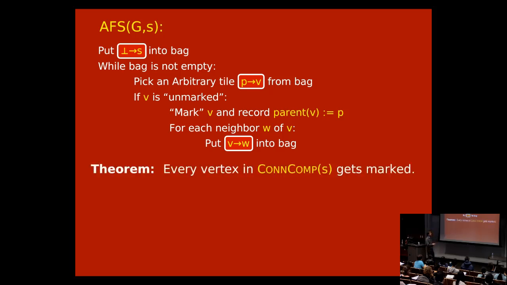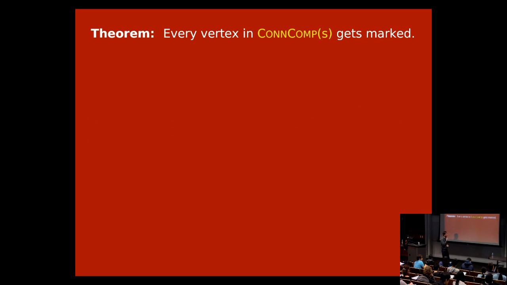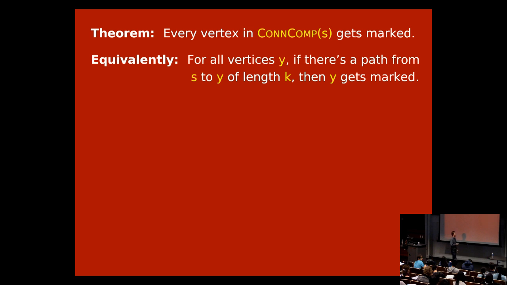Okay, so that's the algorithm, and now we can finally try to prove the theorem that we care about, which is that every vertex in the connected component gets marked. To prove this carefully, it's going to be convenient to state the same thing this way. We're going to prove that for all vertices y, if there's a path from S to y of length k, then y gets marked. And you say, why did I stick this parameter k in there? So I can prove it by induction on k.